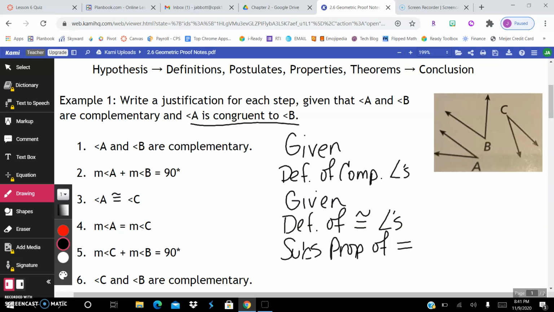And then number 6 says that angle C and angle B are complementary. So if in step 5, if we add them together and we get 90, then we are using the definition of complementary angles again.